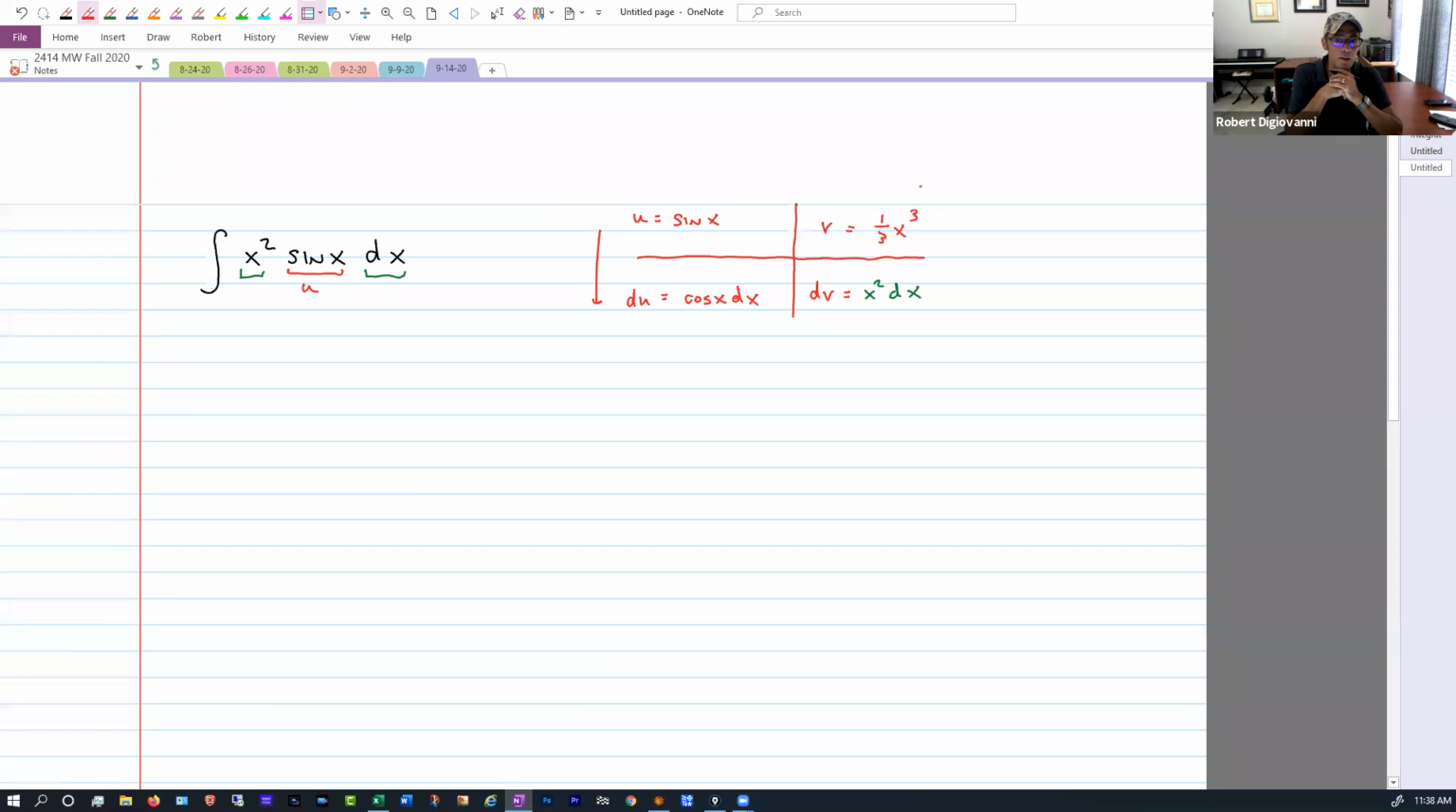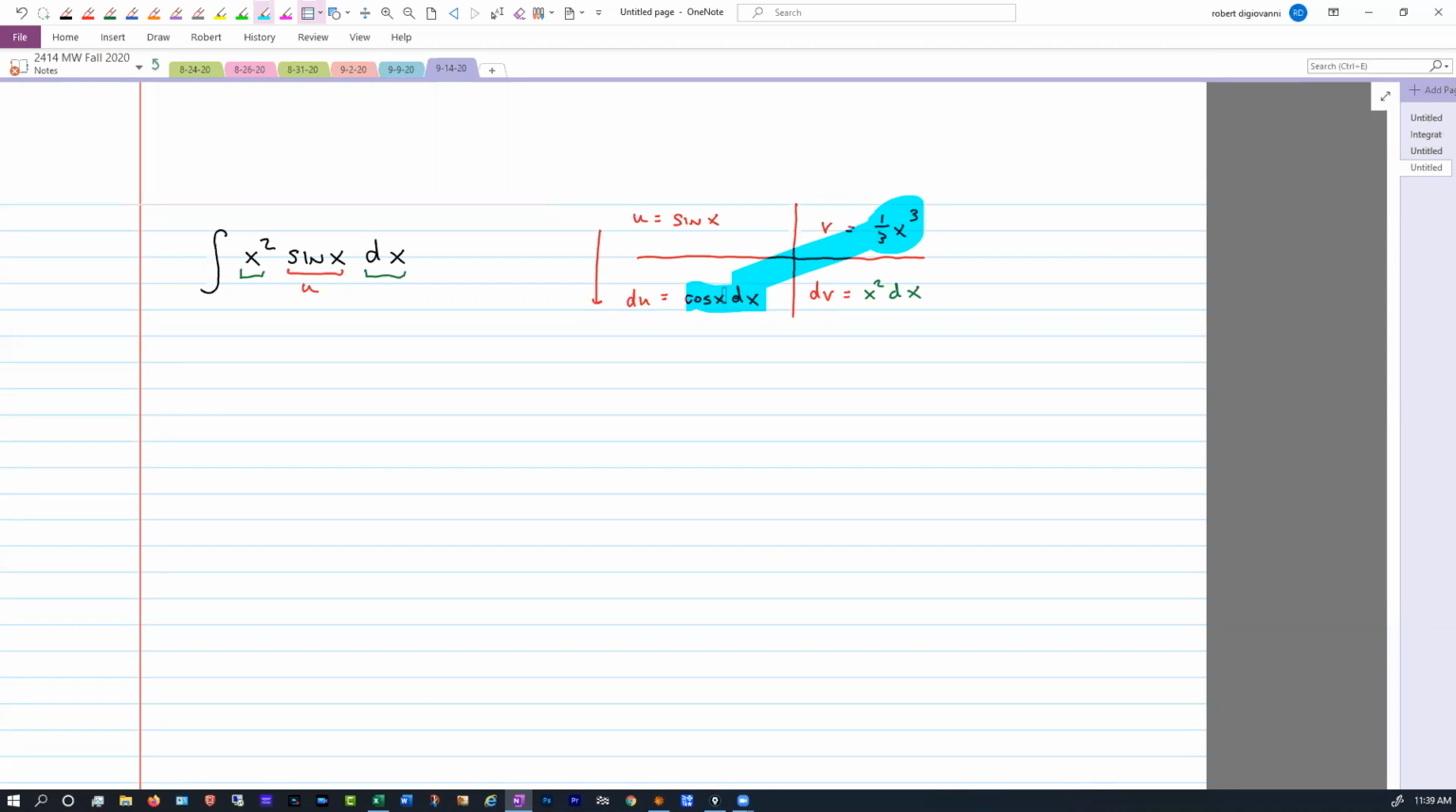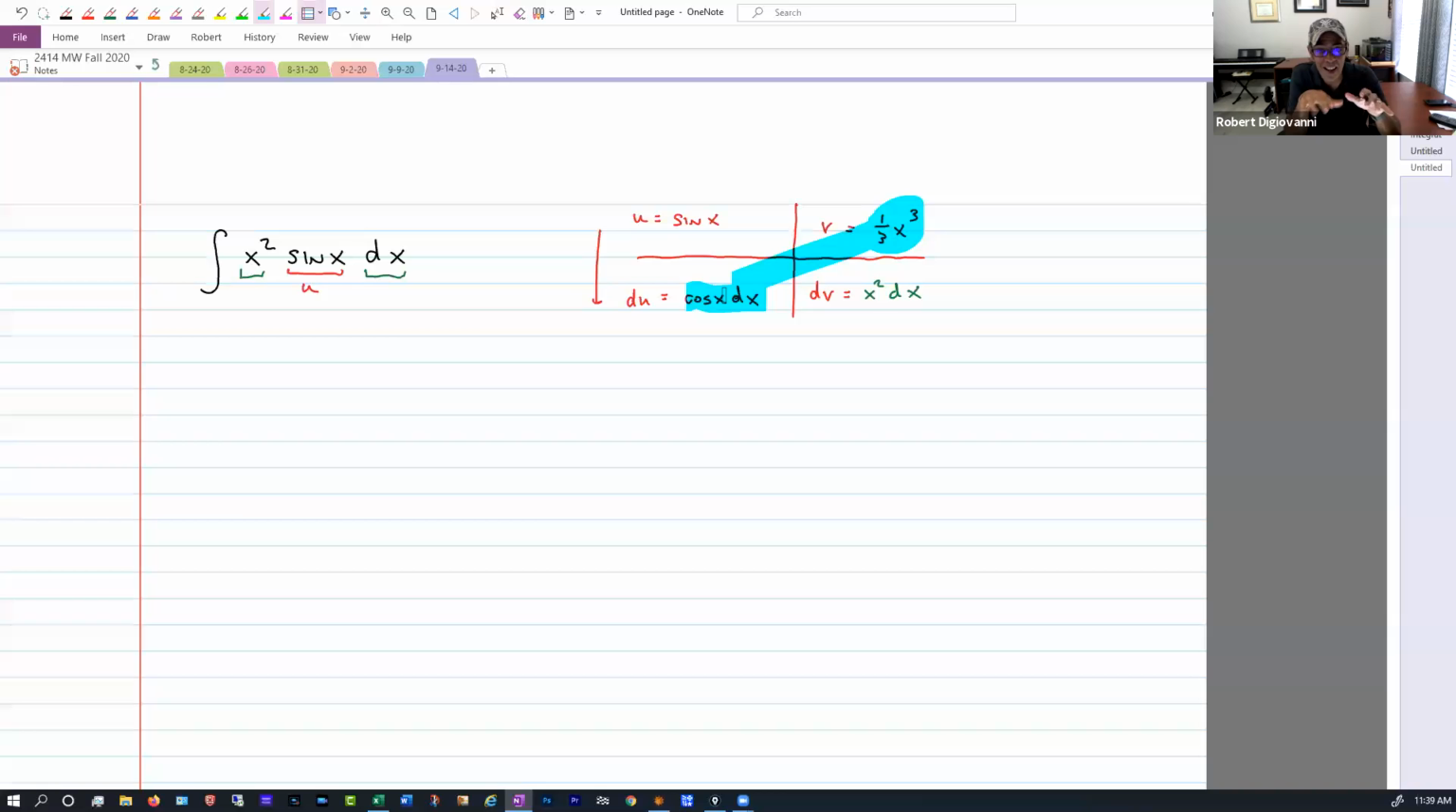Now, we know that the formula is going to be uv minus the integral of v du. I'd like for you to look at that integral right now. It's the diagonal, right? Think about that integral. Has it gotten better? Has it gotten worse? What do you think? Well, it's gotten worse, but would we be able to do integration by parts twice? Okay, I'm going to say yes and no. No, it has not gotten better, okay?